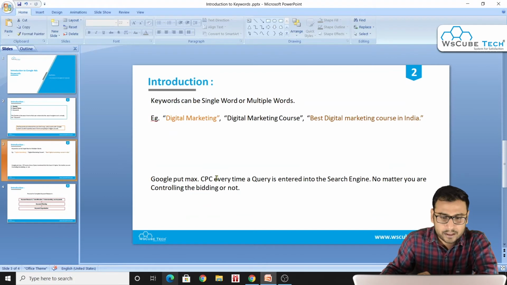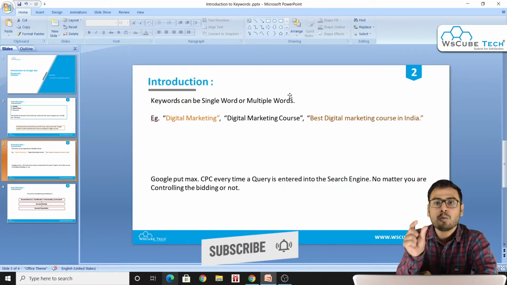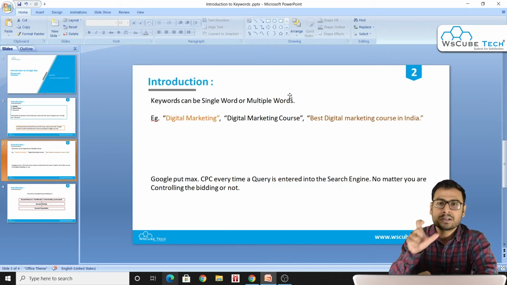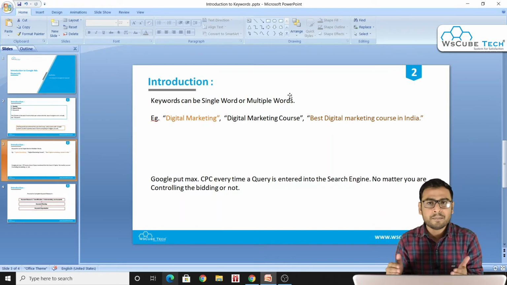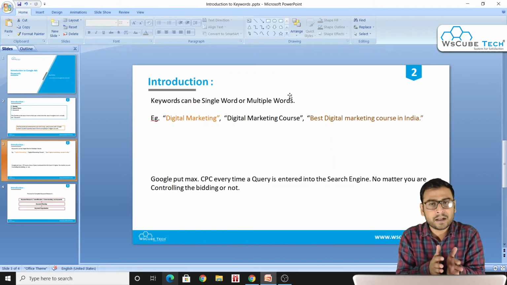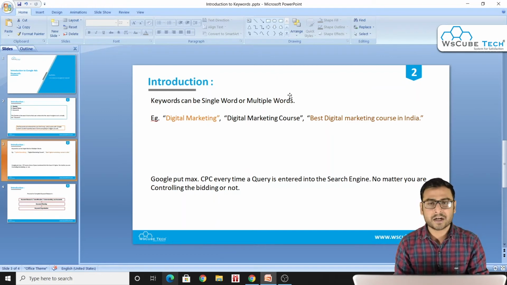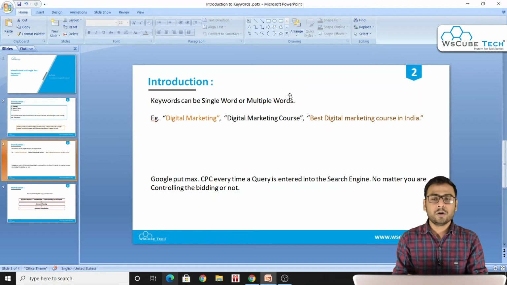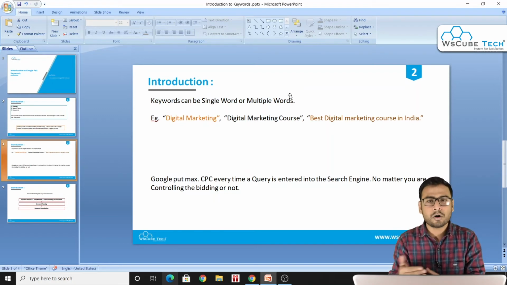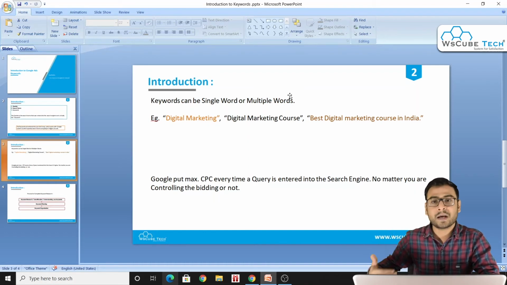Now coming to the next slide, keywords can be single word or multiple words. Whatever you enter in your ad group is a keyword, no matter if it's a single word, double word, or triple word keyword. It's kind of a phrase. If I write what is digital marketing in a single line in an ad group, it is a keyword, because I am looking to bid on what is digital marketing. If I write marketing, it is again a keyword. If I write digital marketing, it is again a keyword. There is no rule with regards to the length of the keyword. Yes, we know there are short tail keywords and long tail keywords, and those basically define the intent of what the advertiser is looking for.